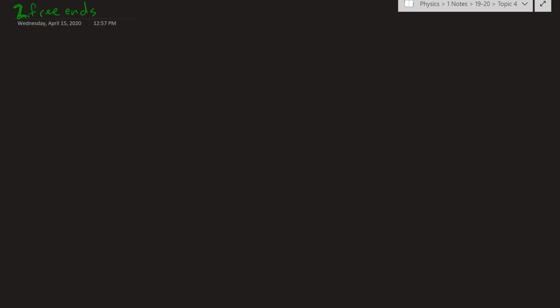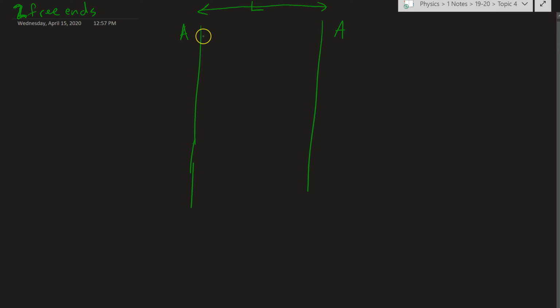The standing wave pattern in a string where both ends are free would imply that you need to have an antinode at this end and an antinode at this end. Again, we're going to say that the length between the ends is L. Well, if this is like the equilibrium line where the string would be if no wave was moving through it, then this end has to have an antinode at it, and so does the other end.